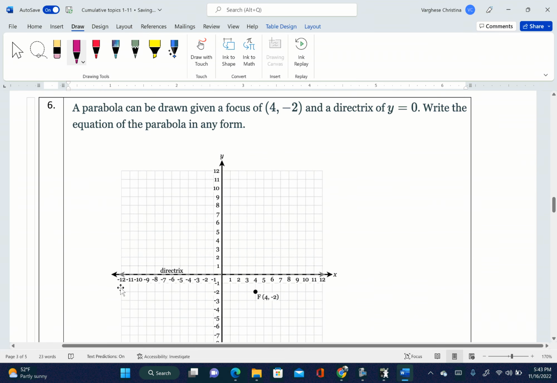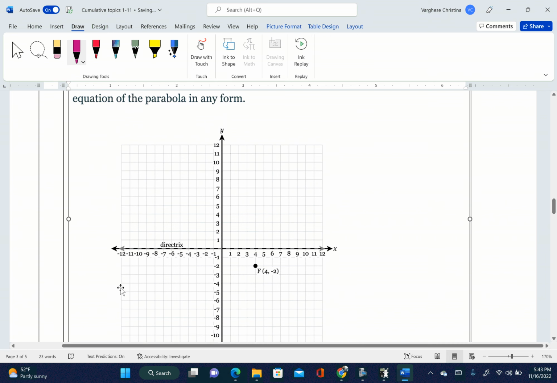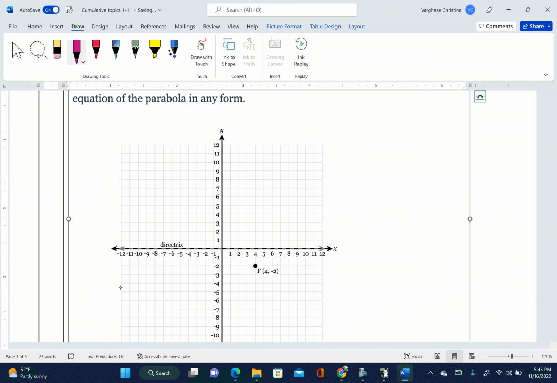Focus and directrix. They gave us the focus, and they gave us the directrix, which is the x-axis right here. First step that you need to do is go halfway in between. This point right here is (4, -1). The p is one box, see that? It's literally one box here. So the p is equal to 1. Now we need to see if it's negative or positive. So how do you do that?